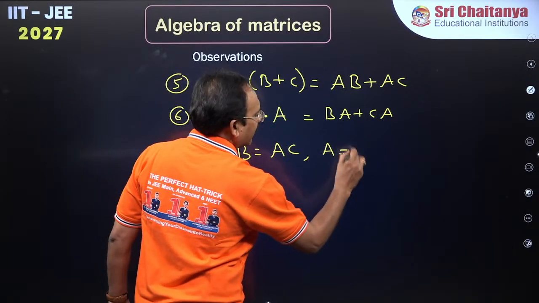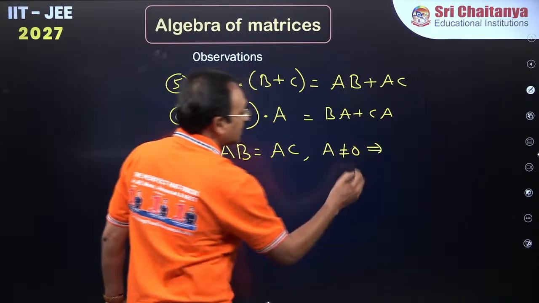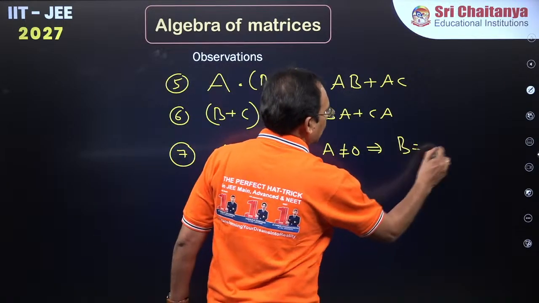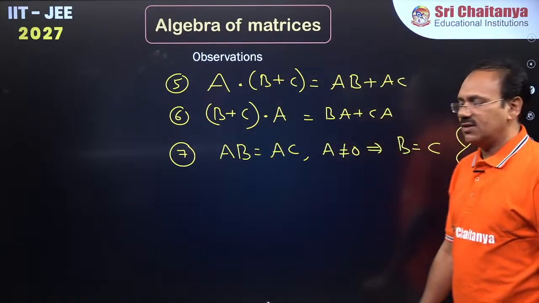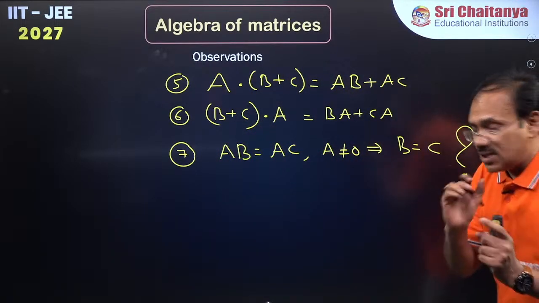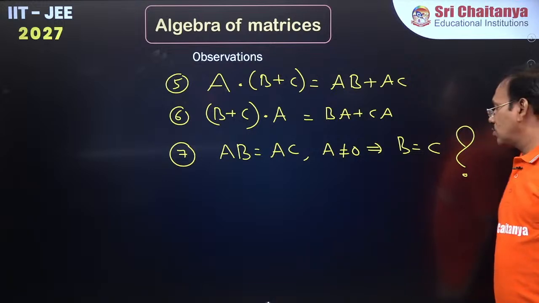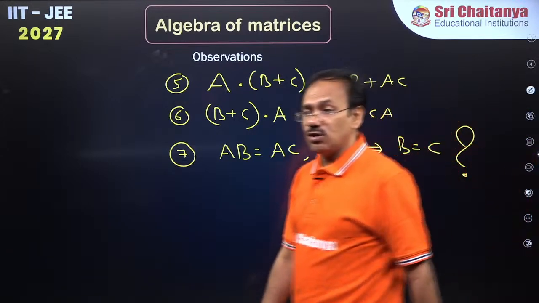Now a very important point: in matrices, if AB is equal to AC is given, and it is also given that A is not equal to 0, does it imply B is equal to C? A very important point. Now try to answer this question. Given AB is equal to AC, A not equal to 0, can I say that B is equal to C?